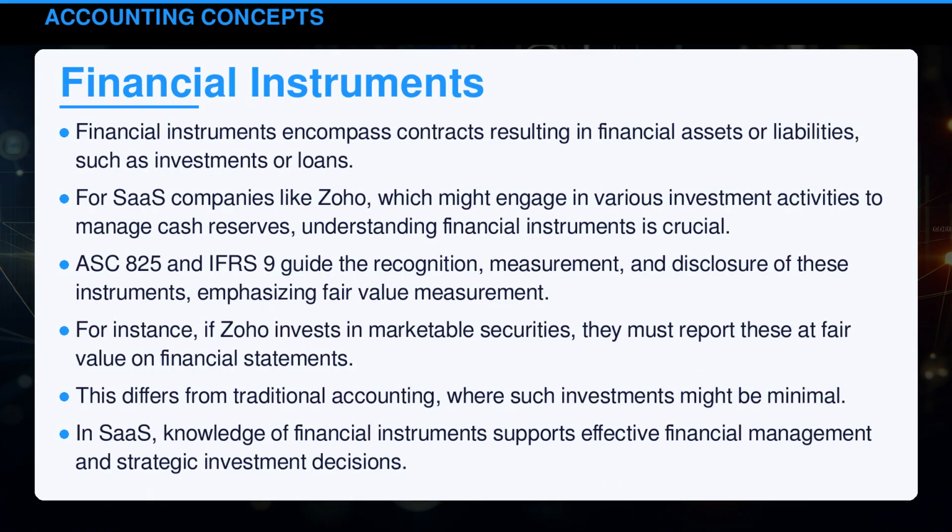Financial instruments encompass contracts resulting in financial assets or liabilities, such as investments or loans. For SaaS companies like Zoho, which might engage in various investment activities to manage cash reserves, understanding financial instruments is crucial. ASC 825 and International Financial Reporting Standards 9 guide the recognition, measurement, and disclosure of these instruments, emphasizing fair value measurement. For instance, if Zoho invests in marketable securities, they must report these at fair value on financial statements. This differs from traditional accounting, where such investments might be minimal. In SaaS, knowledge of financial instruments supports effective financial management and strategic investment decisions.